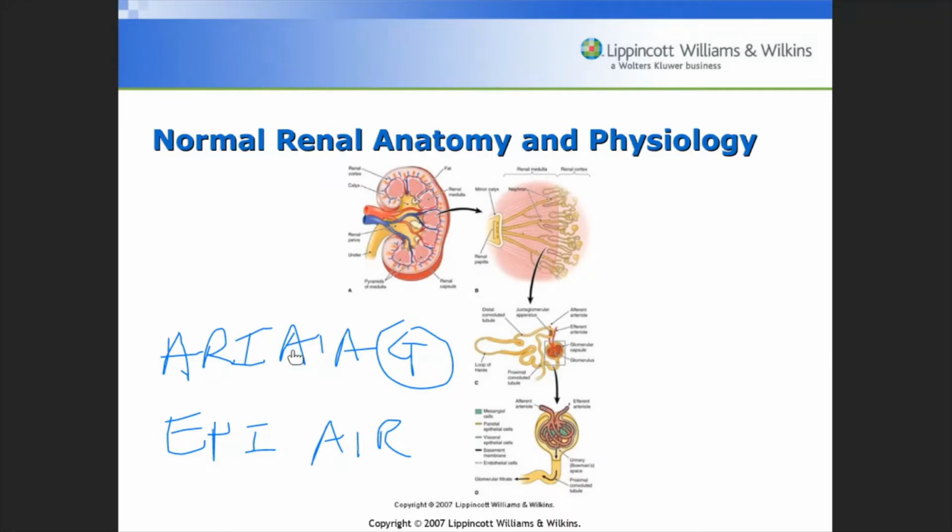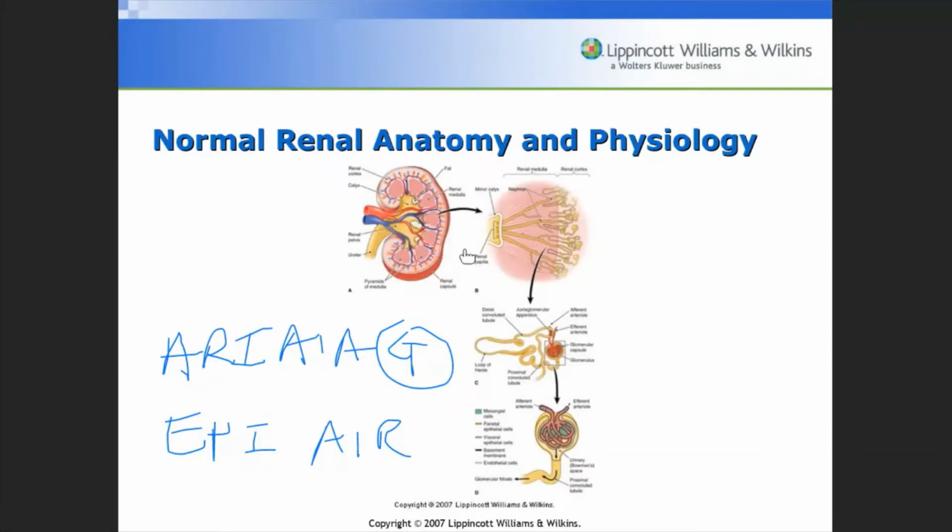Arcuate arteries are found between the cortex and the medulla. Then it branches into the interlobular arteries. Interlobular arteries are found in the cortex, leading into the afferent arteriole, into the glomerulus, and from the glomerulus out into the efferent arteriole. The efferent arteriole branches into the peritubular capillaries, into the interlobular vein, then comes back down as the arcuate vein, interlobar vein, and renal vein.